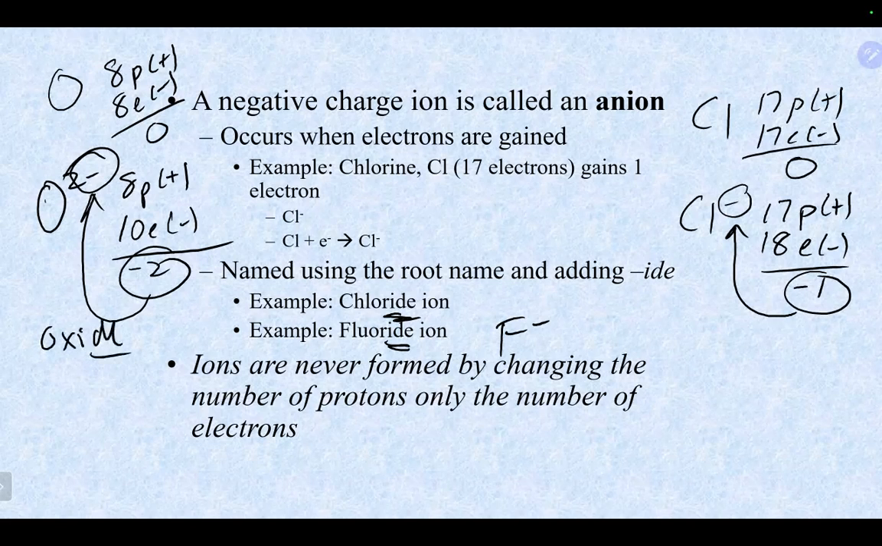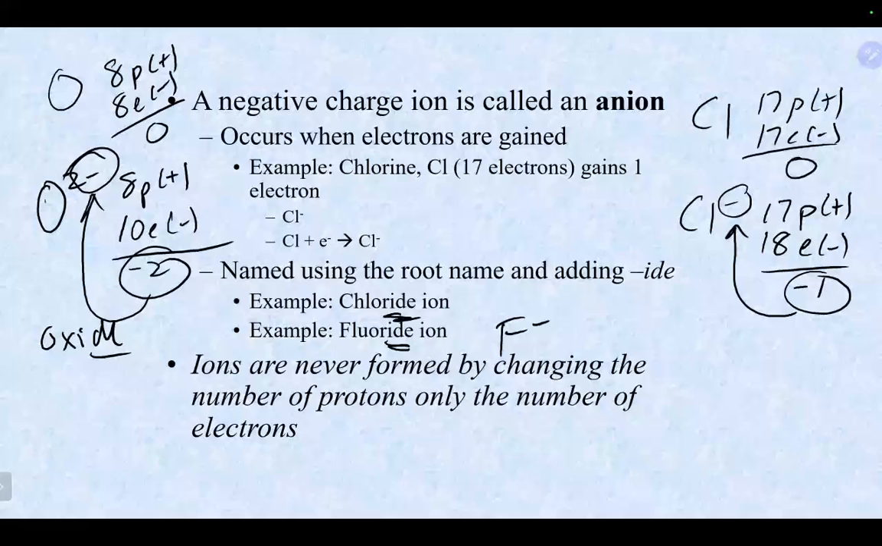So any ion that is negatively charged, that's pretty much how you go about naming it. Drop the last part and put IDE at the end of it. Any questions on that there?